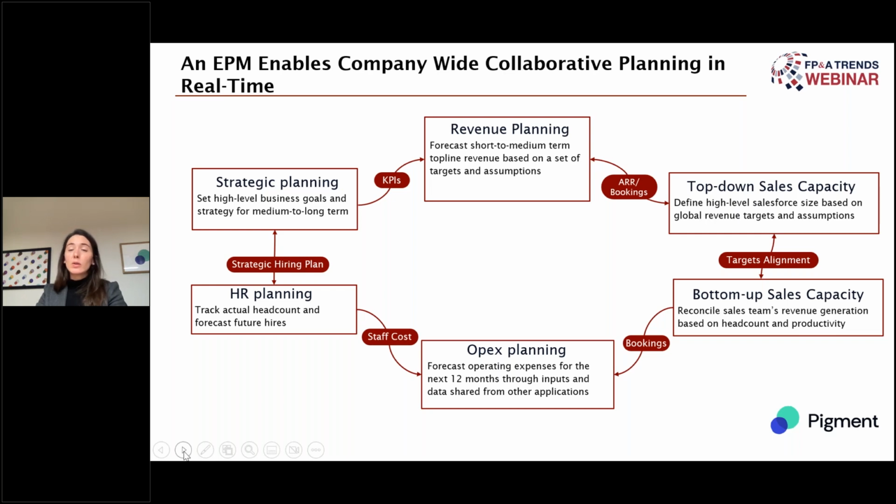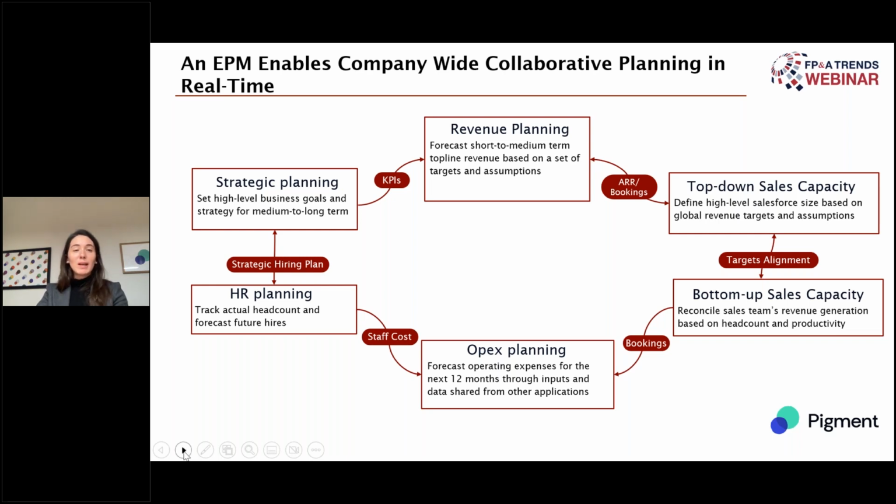Both fit into our top-down and bottom-up sales capacity planning, which is key, you know, when you are a B2B SaaS company. The first one defines high-level sales team size based on the global revenue target and assumptions, and the latter reconciles the sales team target that I just mentioned based on headcount, quotas, and productivity.